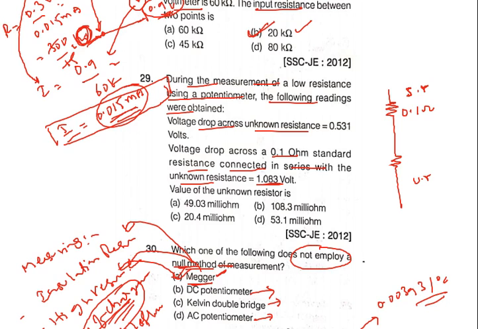For example, this is V1, how much voltage? V1 equals 1.083. Don't confuse here. Voltage drop across the 0.1 ohm standard resistor connected in series with the unknown resistance is given, so 1.083 volts is regarding the first one. And voltage drop across the unknown resistance is given, that is 0.531. That is this one, the unknown resistance. We can say V2 equals 0.531 volts.